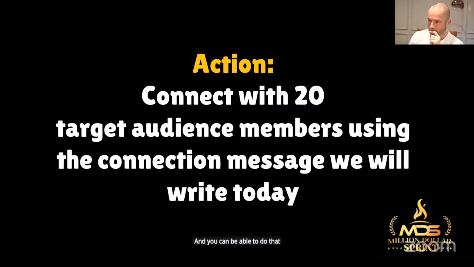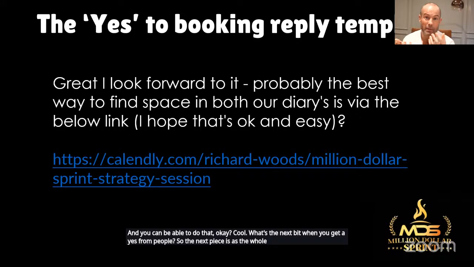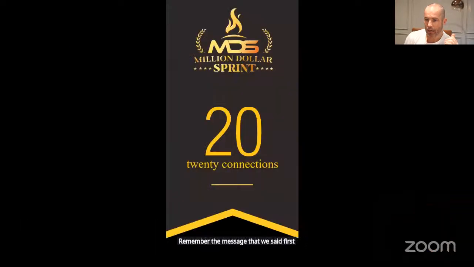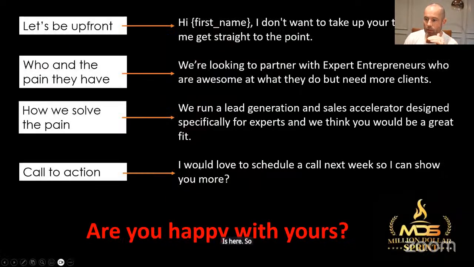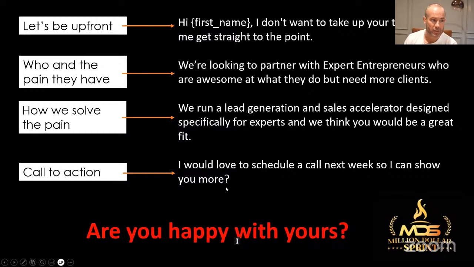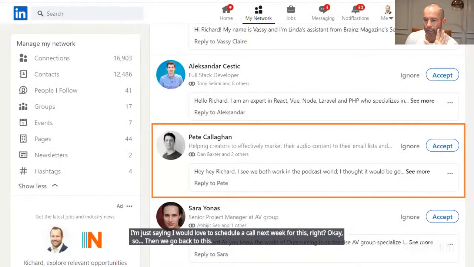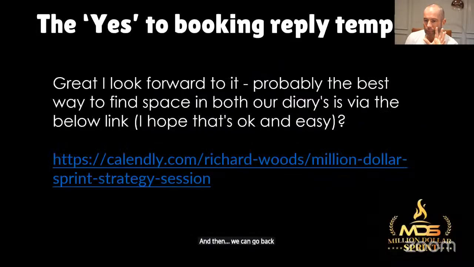Okay. Cool. What's the next bit when you get a yes from people? So the next piece is, the whole point of this is to get people to come back and say yes. Remember the message that we said first, if I go back to this, is here. So this is the message: I would love to schedule a call next week so I can show you more? I'm not sending them a calendar link on that DM that I'm sending out to people. I'm just saying I would love to schedule a call next week for this, right? So the point is, when someone says yes, then we get this.